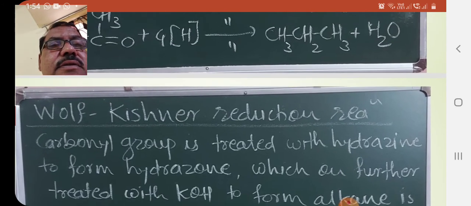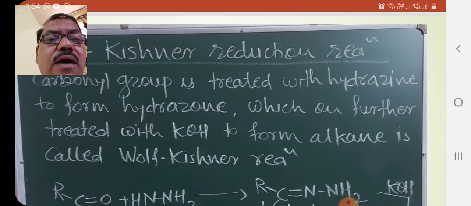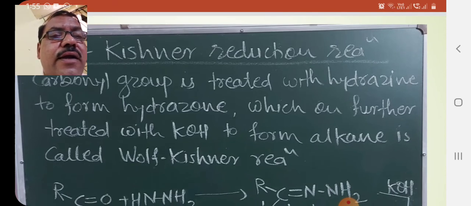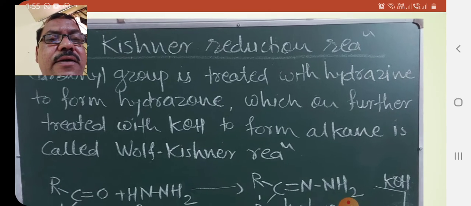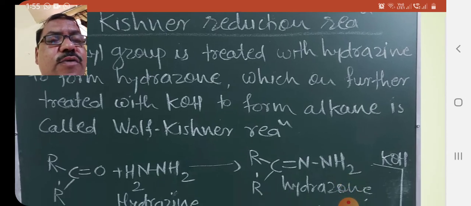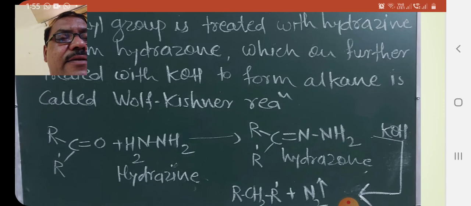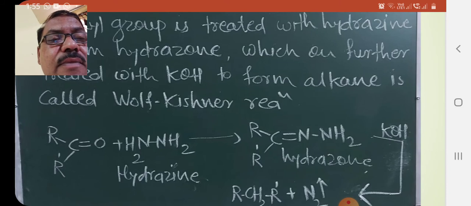Now, the next and last reaction of aldehyde and ketone is the Wolff-Kishner reaction. In the Wolff-Kishner reaction also, aldehydes or ketones are converted into alkanes. But the method is, first the carbonyl group is reacted with hydrazine to form hydrazone. We have seen this reaction already. Hydrazine is NH2 single bond NH2. When an aldehyde or ketone is reacted with hydrazine, hydrazone is formed. That is, elimination of H2O takes place, and an N single bond NH2 group is formed.